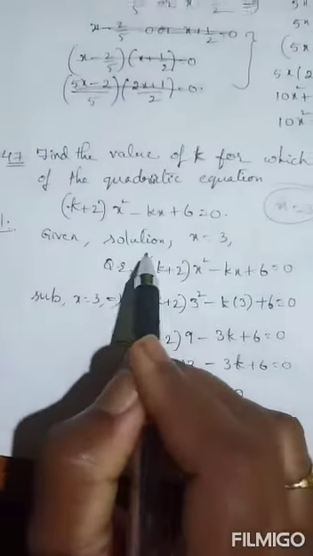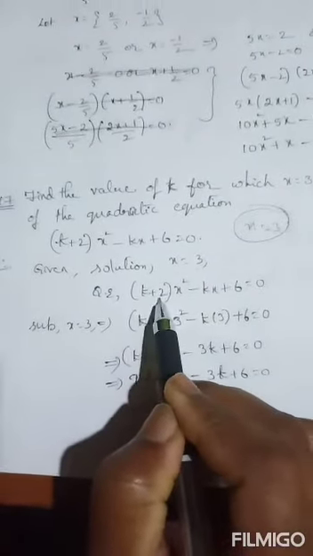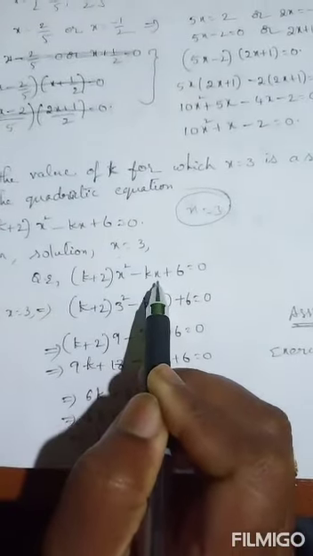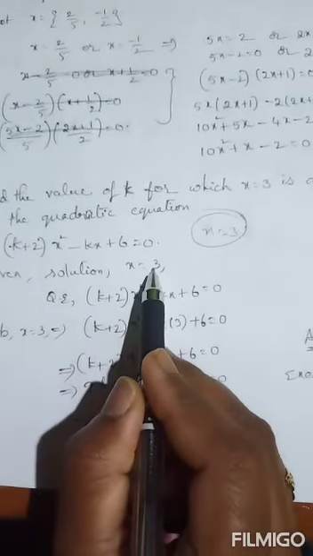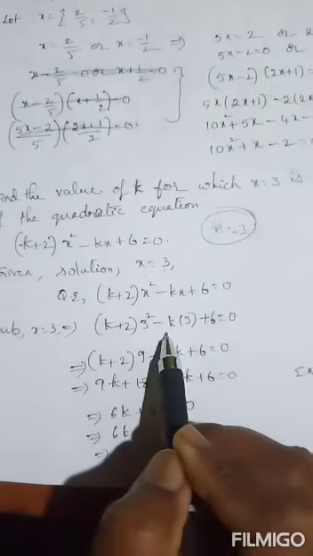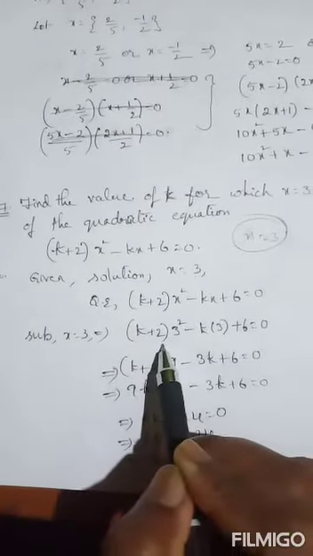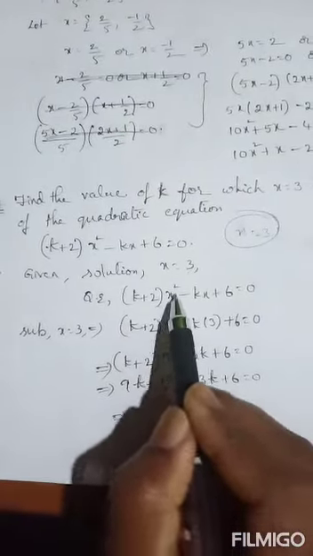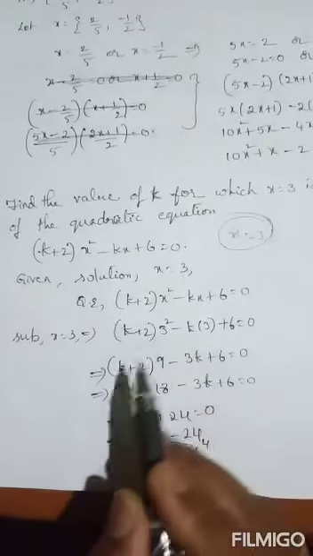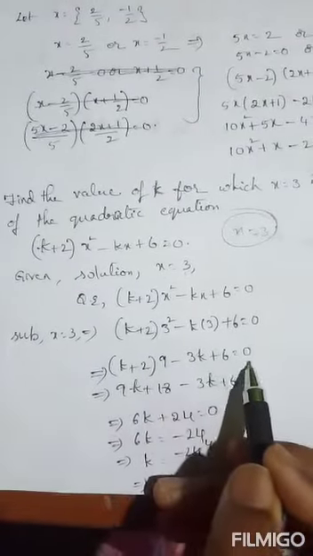Then take the given solution x is equal to 3 and the given quadratic equation k plus 2 into x square minus kx plus 6 equal to 0. Here they have given the solution x equal to 3. Solution means it has to satisfy the given equation. Then substitute x is equal to 3 in the given equation, k plus 2 into, in the place of x just replace by 3 square minus k into 3 plus 6 equal to 0. Then k plus 2 into 3 square is 9 minus 3k plus 6 equal to 0.